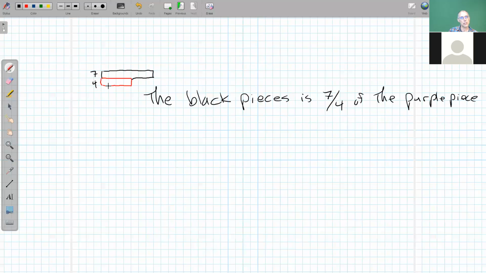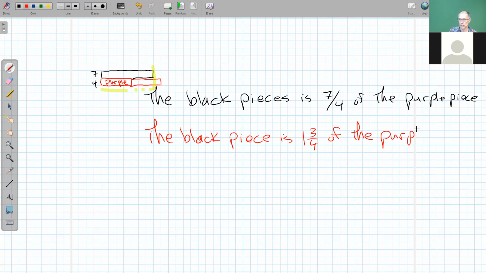The other way to consider it is to look at how many of the purple pieces you need to make the black if the purple is my whole. So again, I'm saying this is my purple, so I don't have the color purple on the screen. So I extend out another 1, 2, 3, 4. That takes me over to here. And I can see that the black piece goes up to that point. And so I get 1 whole one, and then 1, 2, 3 more. So that gives me another way to talk about it. The black piece is 1 3/4 of the purple. So that'd be another good answer here.